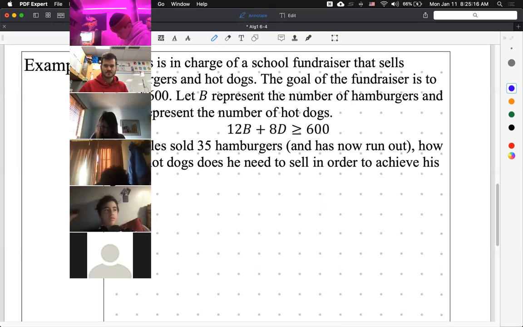Charles has to sell at least 23 hot dogs. That is correct. Can you walk us through your process? I basically kind of just went through a bunch of different numbers until I got to, I basically plugged in and then see if I could get the closest just above 600. Okay, yeah, that was a valid strategy. 23.